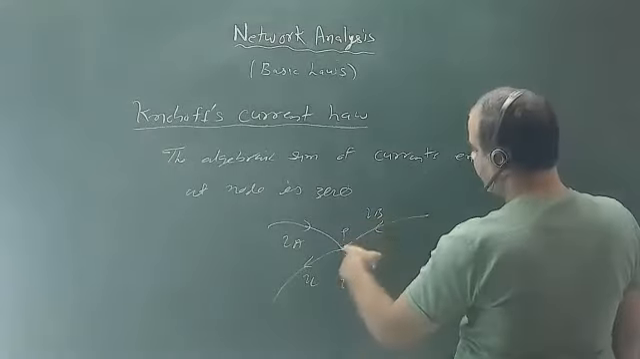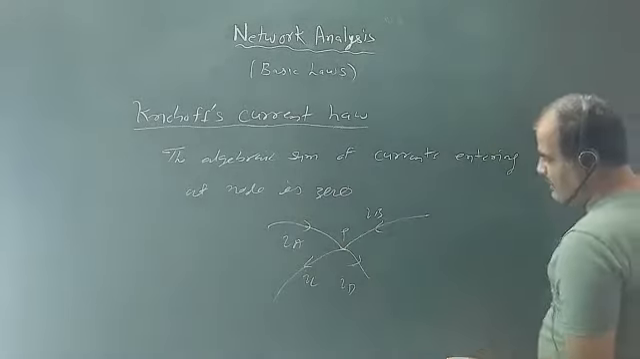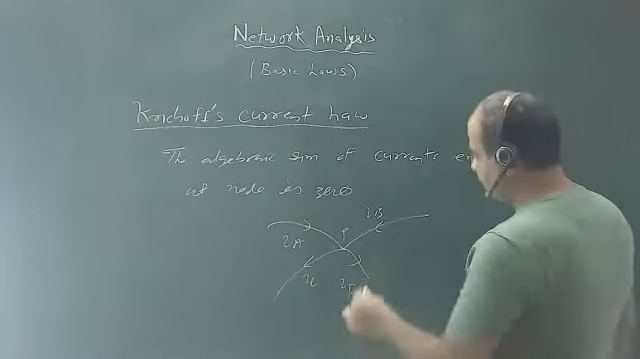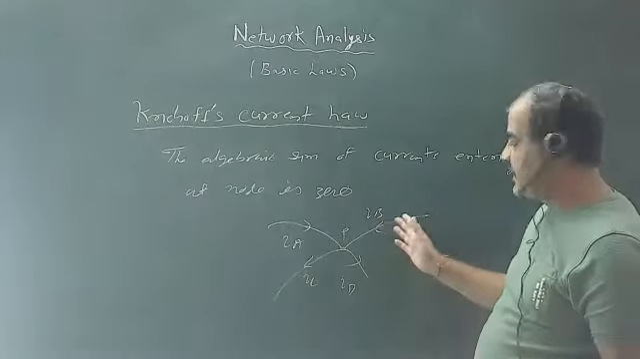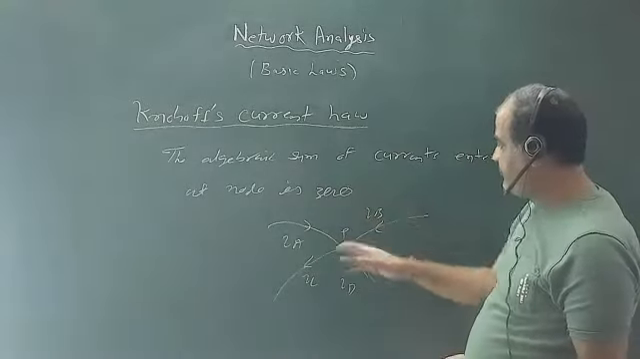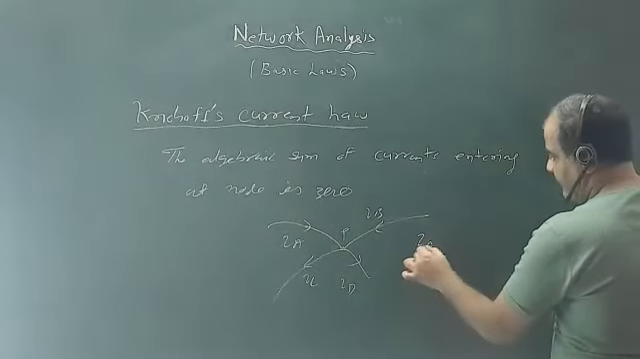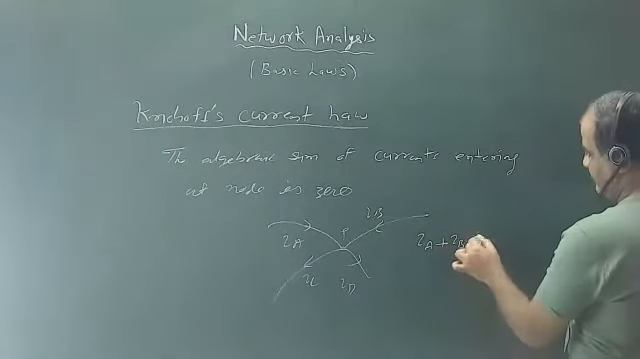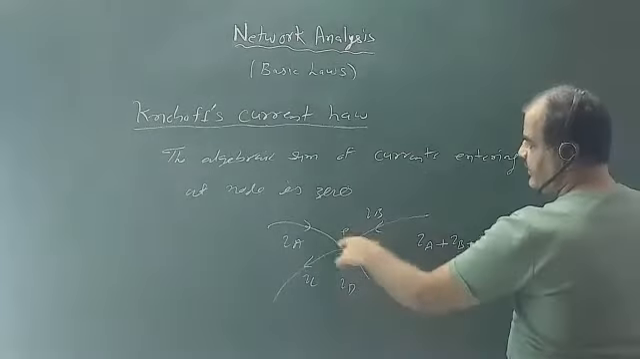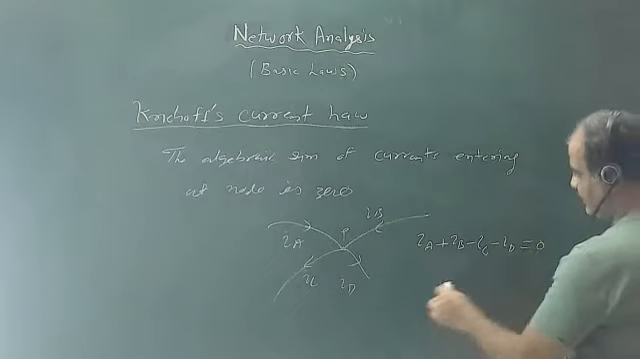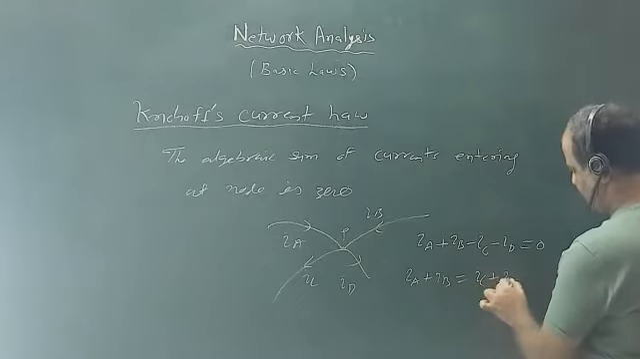So I'm doing it for entering currents. The sum of the currents entering a node should be 0. This is because of conservation of charge, because in a circuit a node is a point which cannot generate charge. So as much charge as is coming in must also go out. So because of conservation of charge, we can write IA plus IB minus IC minus ID equal to 0, because I am taking entering current as positive and leaving current as negative. So I can write IA plus IB equal to IC plus ID.